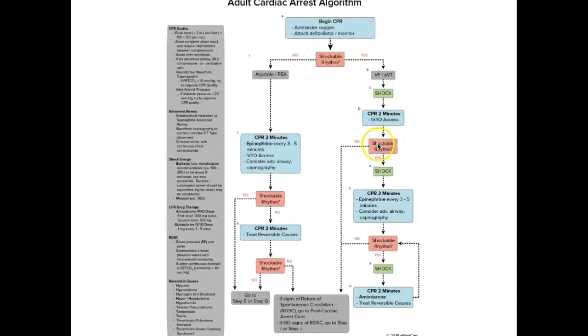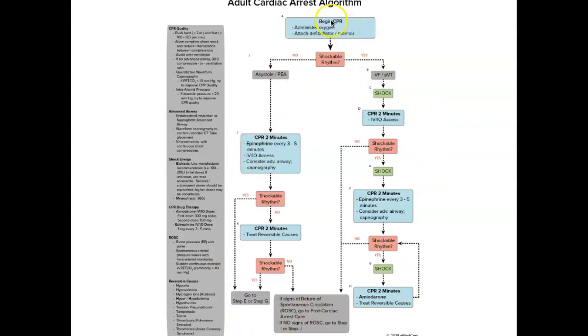Up here, if you look at your rhythm and you see it's not a shockable rhythm anymore, you're going to come down to here. And then you're going to look at the return of spontaneous circulation. So if there's signs of return of spontaneous circulation, then you'll get this patient ready to be transferred to the post-cardiac arrest care unit, whatever that is. If no signs of return of spontaneous circulation, you go back up and you start going through your steps again.